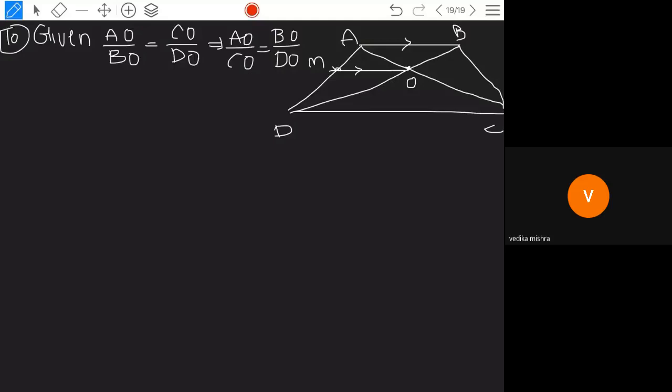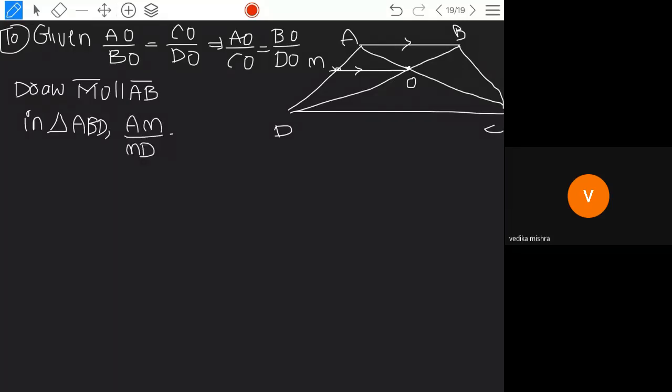Okay? And draw MO parallel to AB. I am drawing MO parallel to AB. So if it is a parallel line, then you can say that in triangle ABD, you can write that AM by MD is equal to BO by DO. Did you get my point?